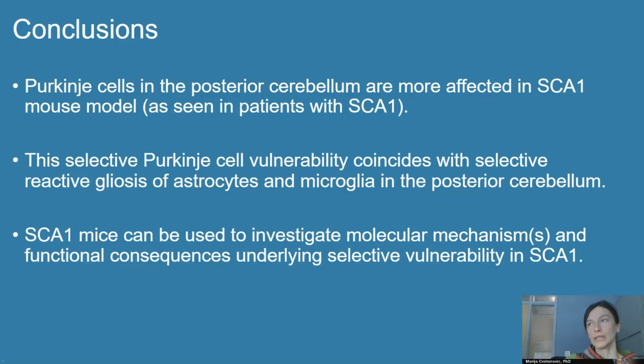Now from this we can conclude that in this mouse model, Purkinje cells in the posterior cerebellum are more affected, and that this coincides with selective astro- and microreactive gliosis in the posterior cerebellum. We cannot distinguish whether these reactive microglia and astrocytes are causing Purkinje cells to be more atrophied, or vice versa. We can just say that they coincide at this point. But the most important point is that we can reproduce what's seen in patients, that the most posterior regions are more vulnerable, and therefore we can use these mice to investigate the molecular mechanism and also the functional consequences which may underlie this selective vulnerability in SCA1.